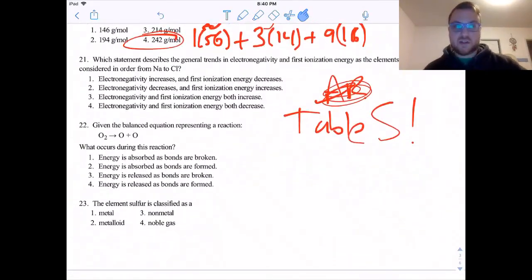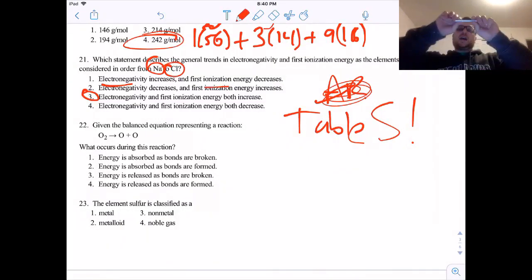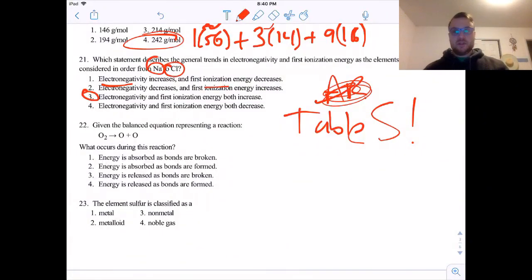22, take that compound, break it in half, you absorb energy. The bonds are clearly breaking because you have one thing bonded together to two things not. The end. Sulfur is S, which is to the right of the staircase, making it a non-metal. Non-metal.